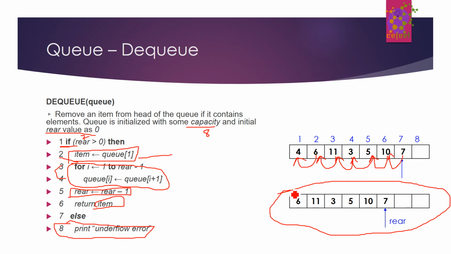Notice the next step, step 5, we adjust the rear position. We decrement rear equals rear minus 1, and so this is the current state of the queue. Notice the head element has now changed. It's now 6. Earlier it was 4, but 4 has been removed now. Awesome. So that was the dequeue operation.